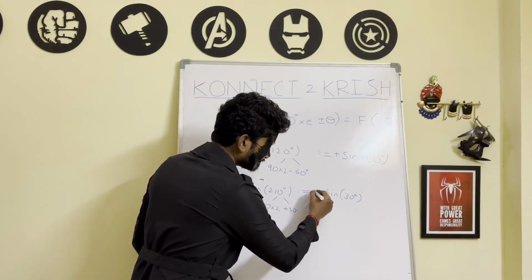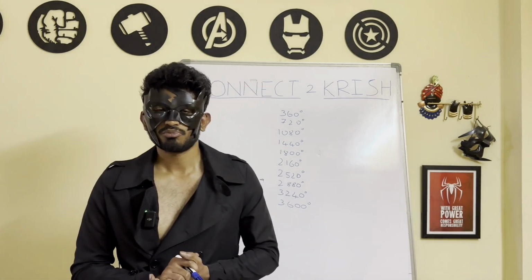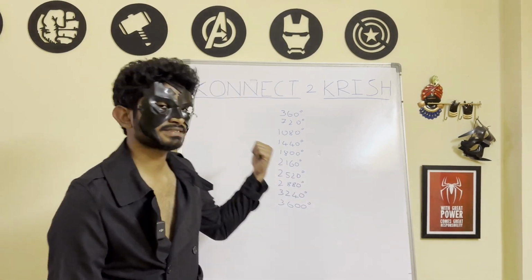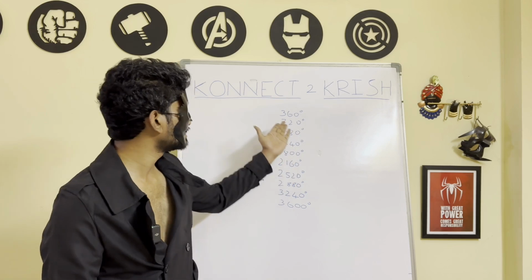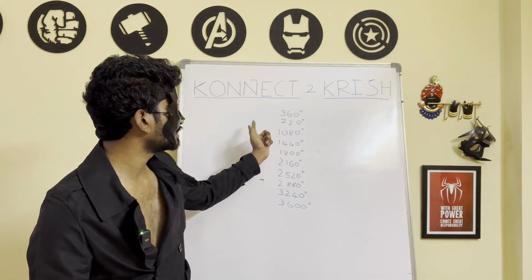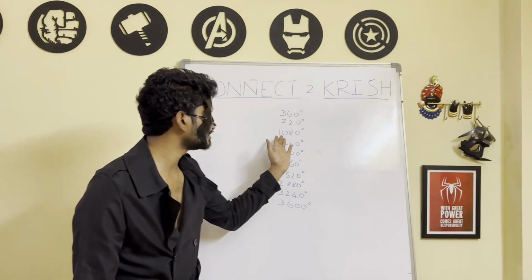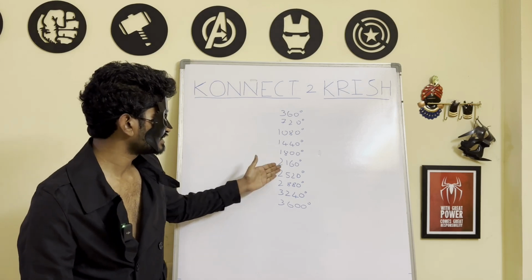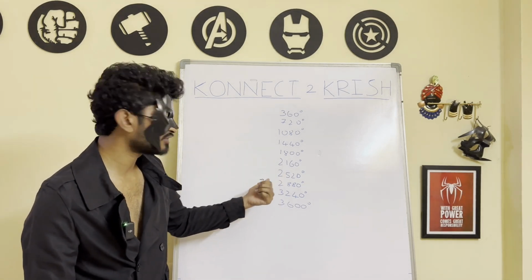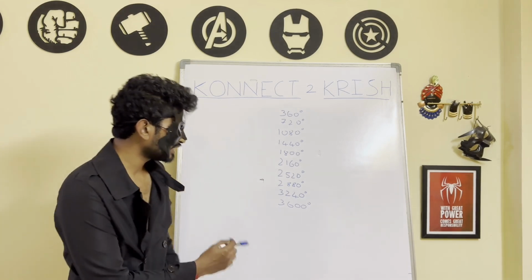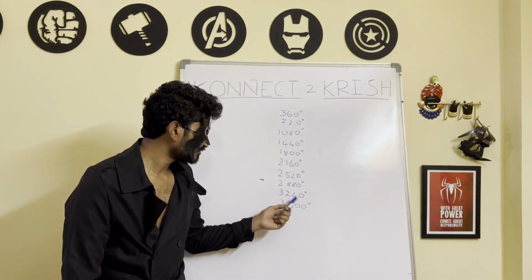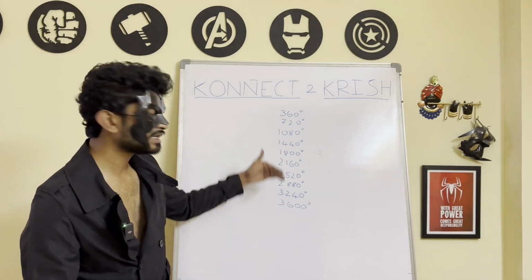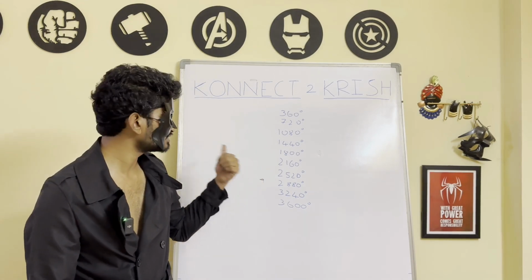So superhumans, another important thing I would request you to memorize is the 360 table, or multiples of 360, that is 360 ones are 360, 360 twos are 720, 360 threes are 1080, 360 fours are 1440, 360 fives are 1800, 360 sixes are 2160, 360 sevens are 2520, 360 eights are 2880, 360 nines are 3240, 360 tens are 3600. Learning these multiples will help you solve problems faster.